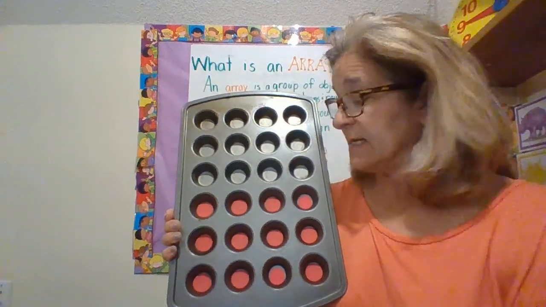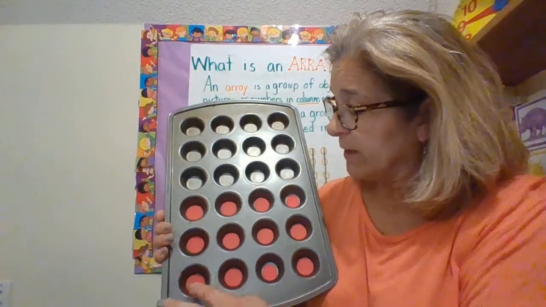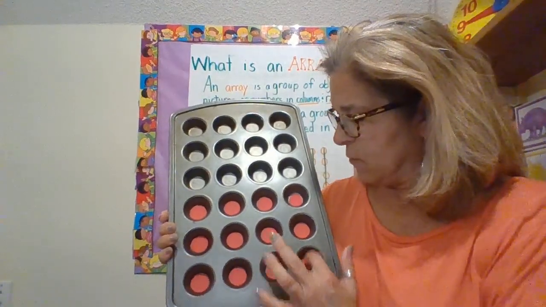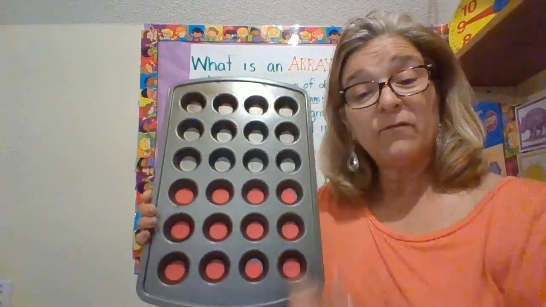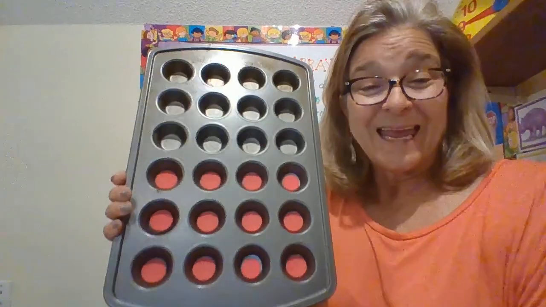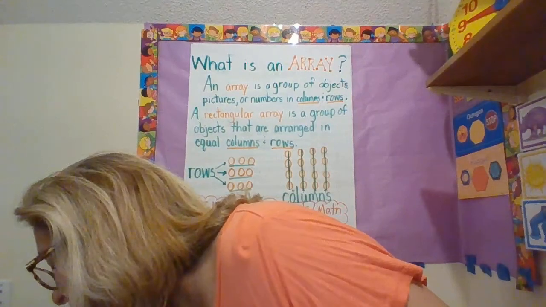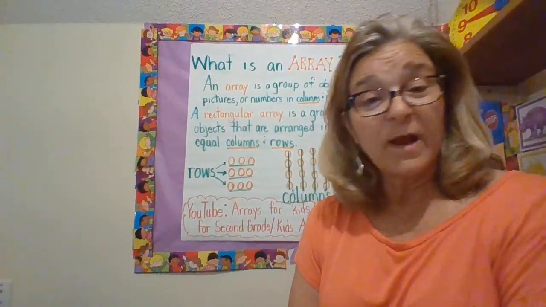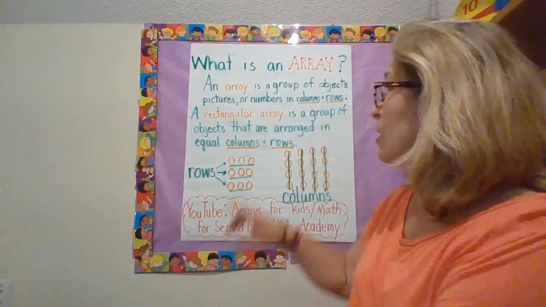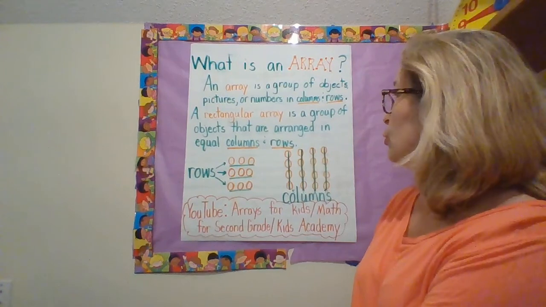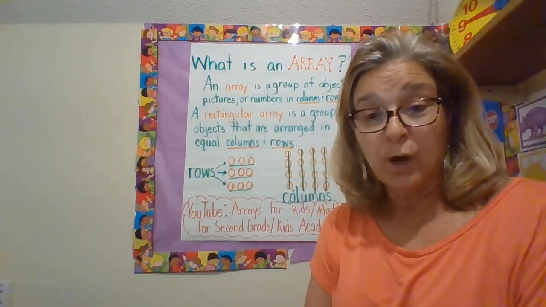So if we counted to see how many of these counters we have, we would count them 1, 2, 3, 4, 5, 6, 7, 8, 9, 10, 11, 12. There are 12 counters in this array. There are lots of different ways to make arrays, but we need to remember that rectangular arrays are a group of objects that are arranged in equal columns or rows.